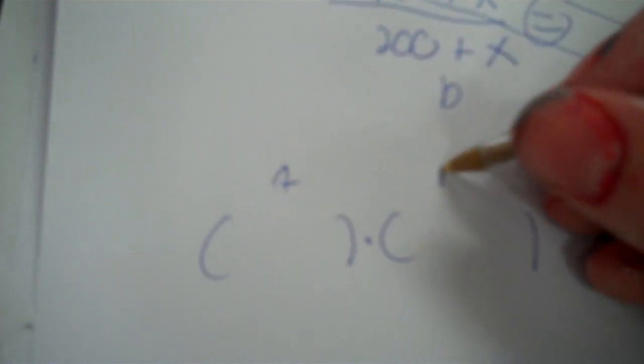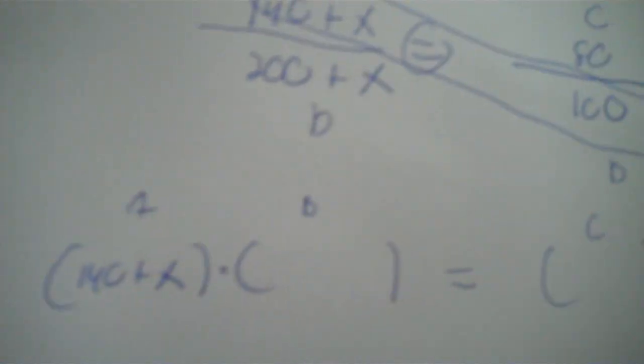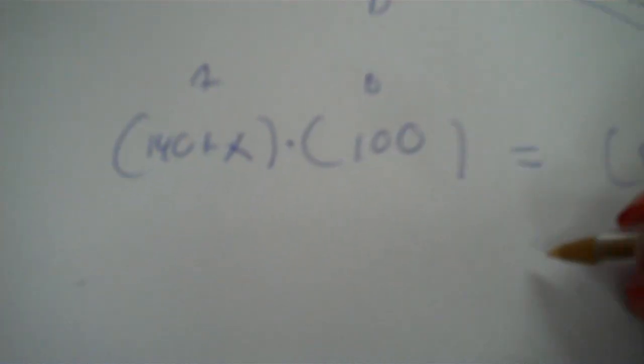So A times B, and then C times D. A is 140 plus X, and B is 100. C is 80, and D is 200 plus X. Okay, so you've got your plus sign, so you need to distribute, obviously.